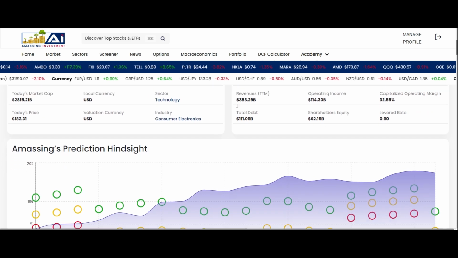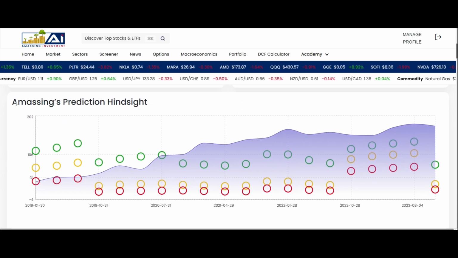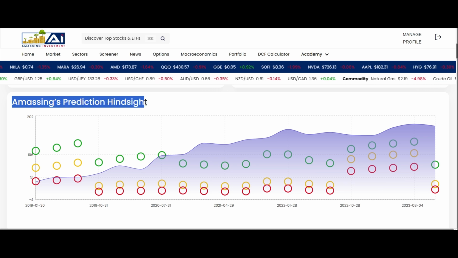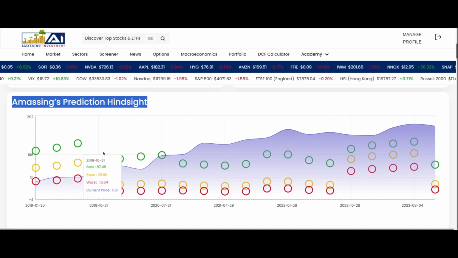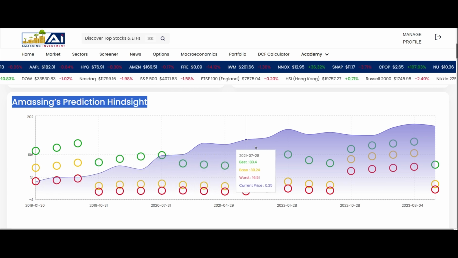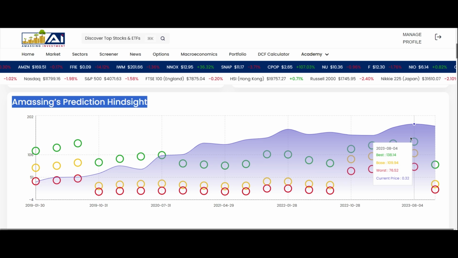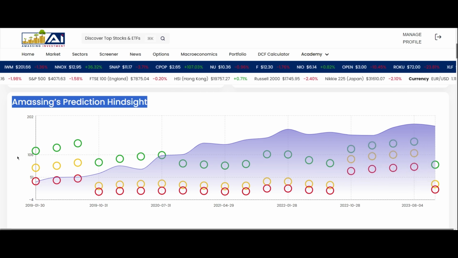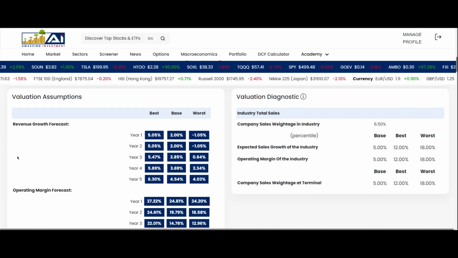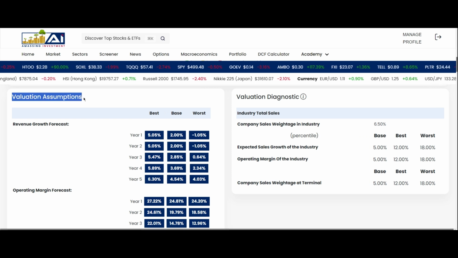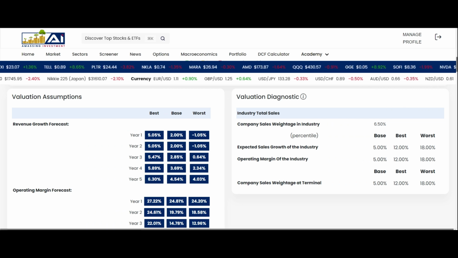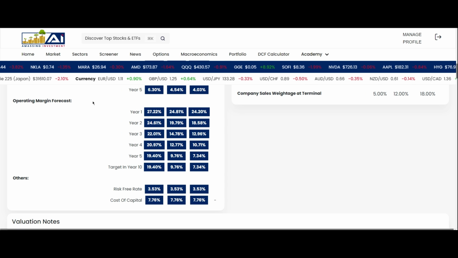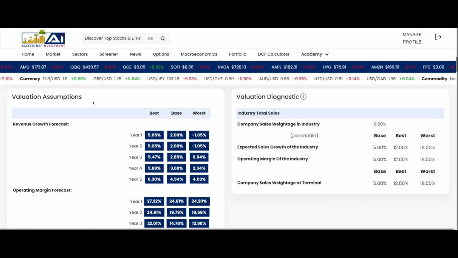Understanding Apple's past is key to forecasting its future. The historical valuation visualization offers a comprehensive look at Apple's valuation over time, enabling you to analyze trends and patterns in its financial performance. A cornerstone of our DCF valuation is the valuation assumptions section. Here, we meticulously forecast Apple's financial future, setting the stage for our intrinsic value calculation. This process is not just about numbers, it's about understanding the narrative behind Apple's growth, profitability, and risk.